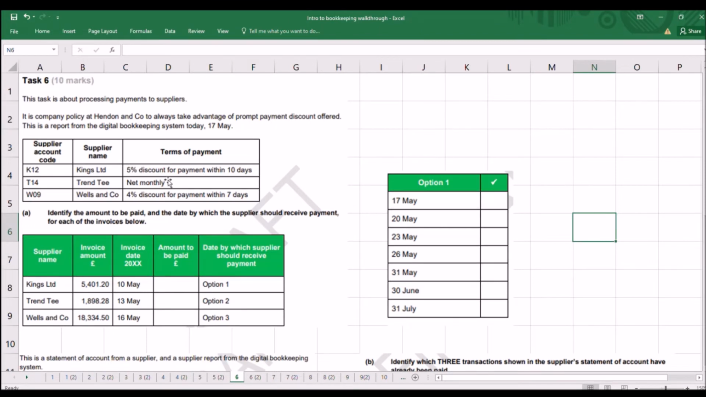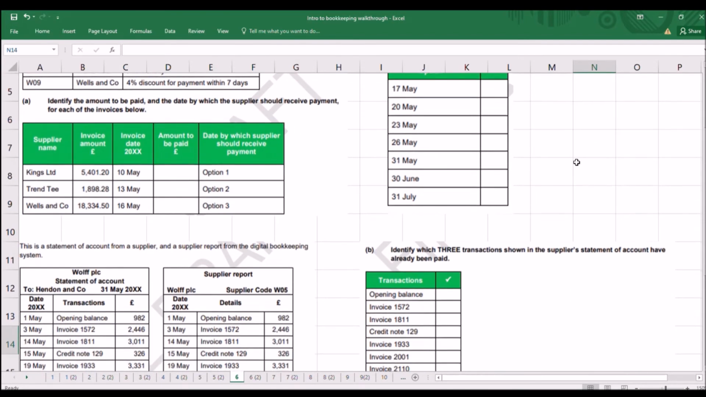So question 6 is about processing payments to suppliers. This is the first thing here. You're going to work out what's going to be paid and when to pay it. Read the question. You're going to take advantage of prompt payment discounts. Alright, that's the first bit. I'll pause there and you can have a go at that.